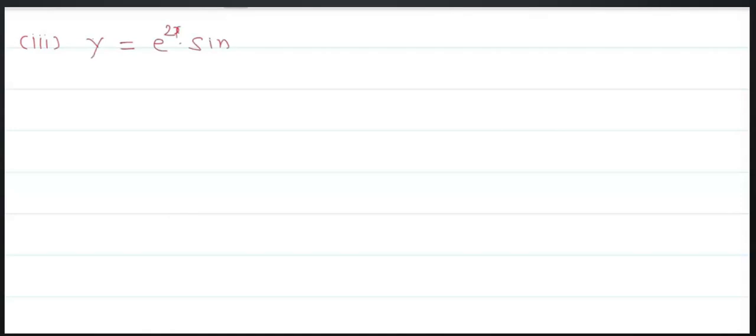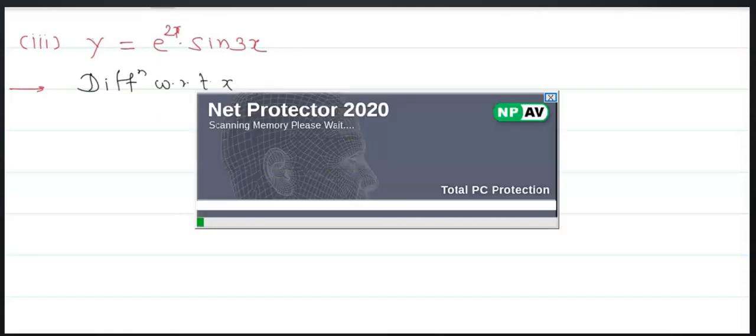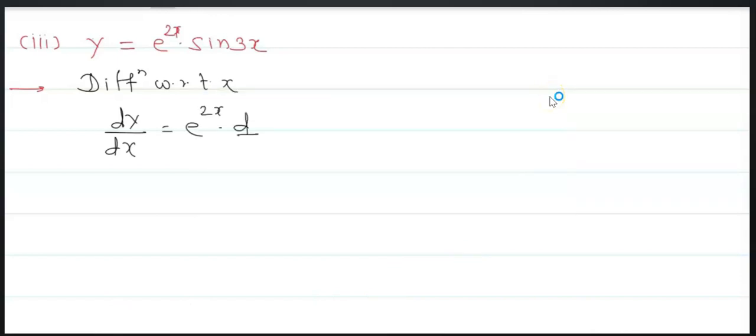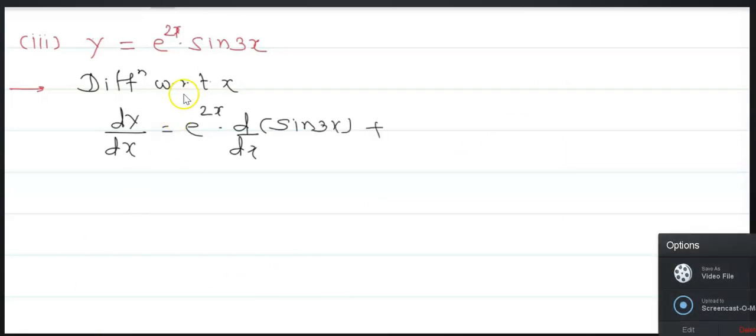y is equal to e raised to 2x into sine of 3x. Now again differentiate this with respect to x. Now you must know the derivative of e raised to 2x. The derivative of e raised to 2x is e raised to 2x, it is a composite function, into the derivative of 2x, which is 2. So the derivative of e raised to 2x is e raised to 2x into 2.